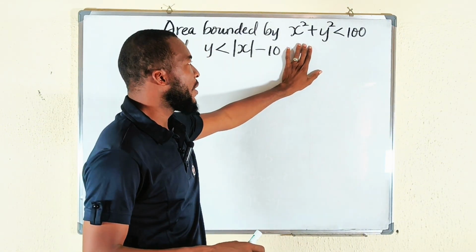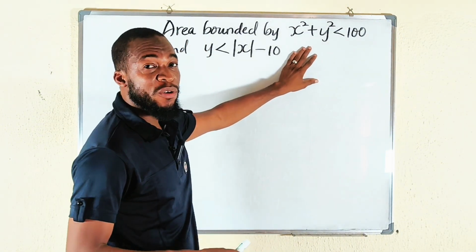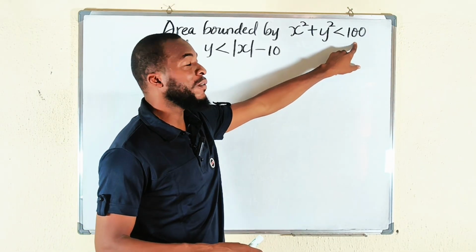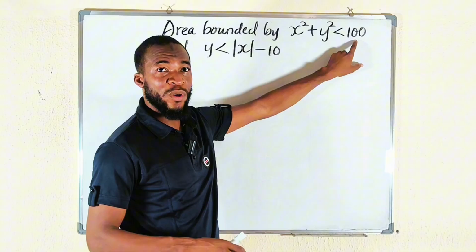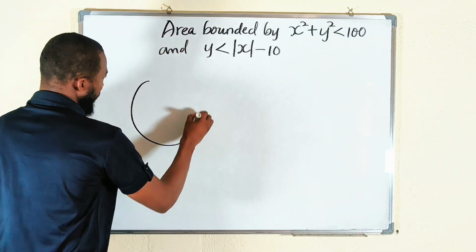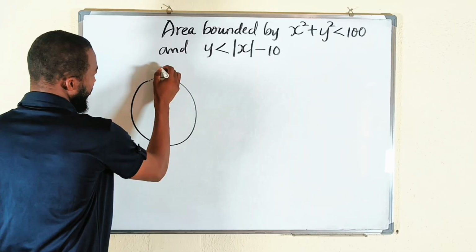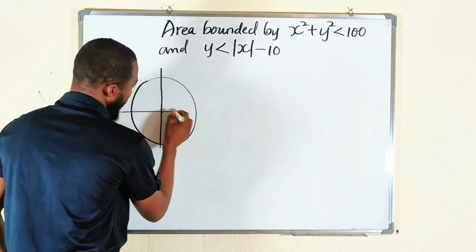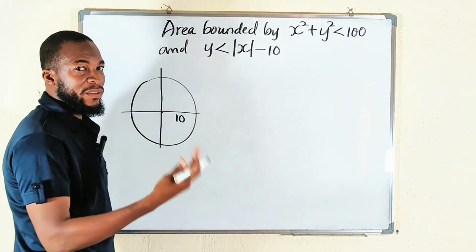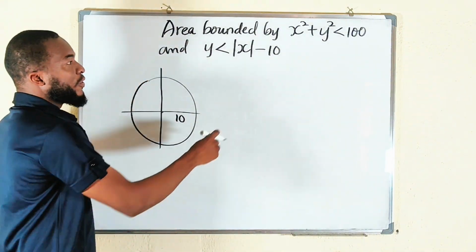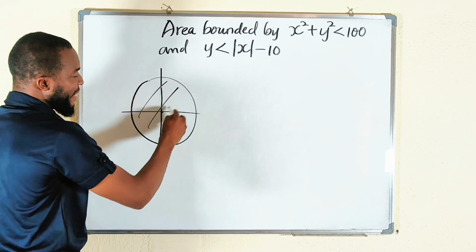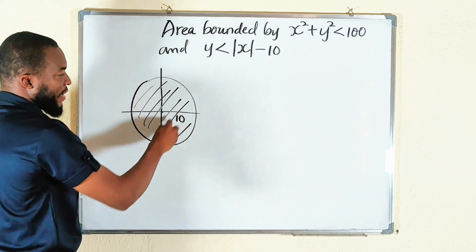Let's start with this one. This is an equation of a circle centered at the origin with a radius of 10 units because 10 squared is 100. So if you have a circle like this, let me draw it on a Cartesian plane, with a radius of 10 units. It could be 10 centimeters or whatever. Because we have less than 100, it means we are talking about this area, the inside, included area.